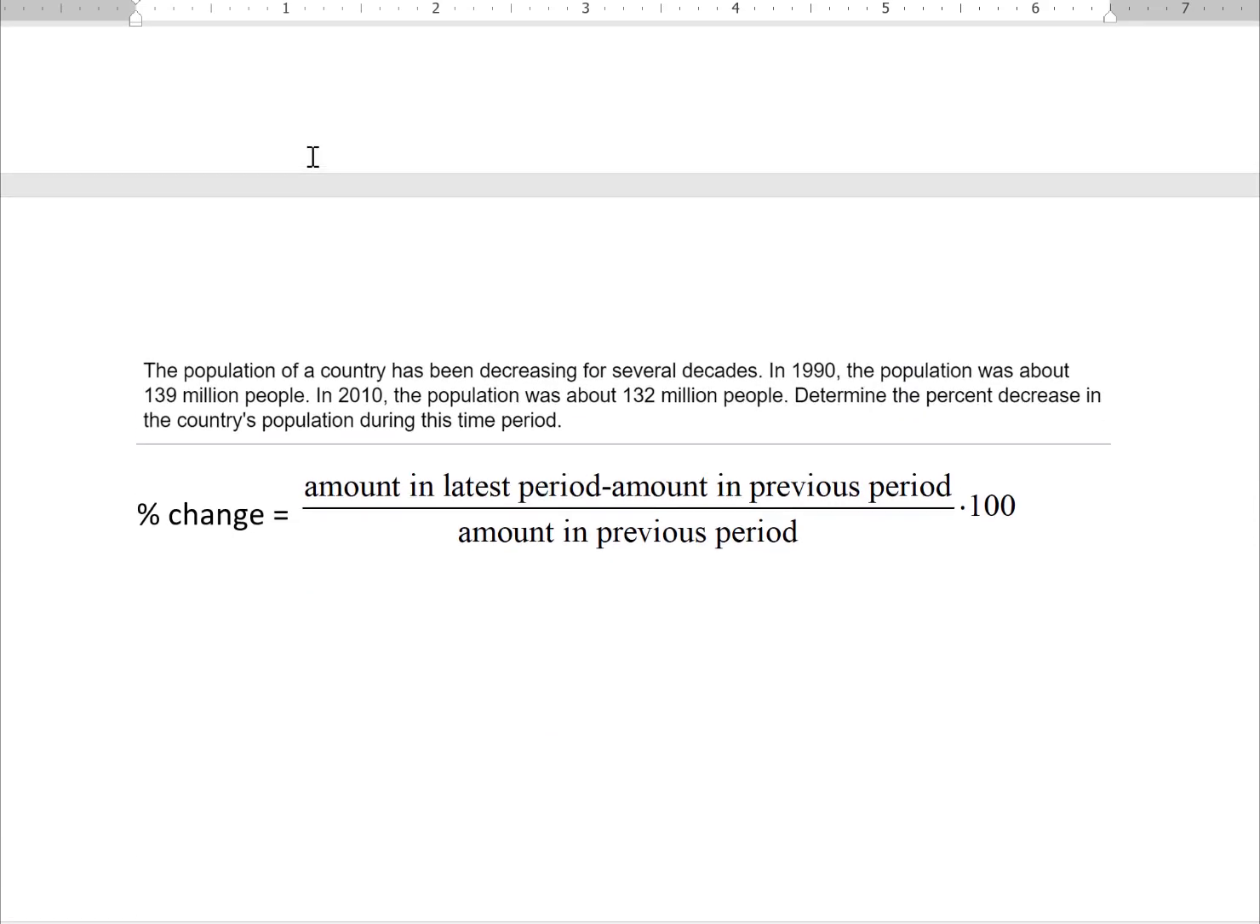The population of a country has been decreasing for several decades. In 1990, the population was about 139 million. In 2010, the population was about 132 million. Determine the percent decrease in the population during this time period. The formula that we used for percent change is shown here: amount in the latest period, minus amount in previous period, divided by the amount in the previous period, multiplied by 100.